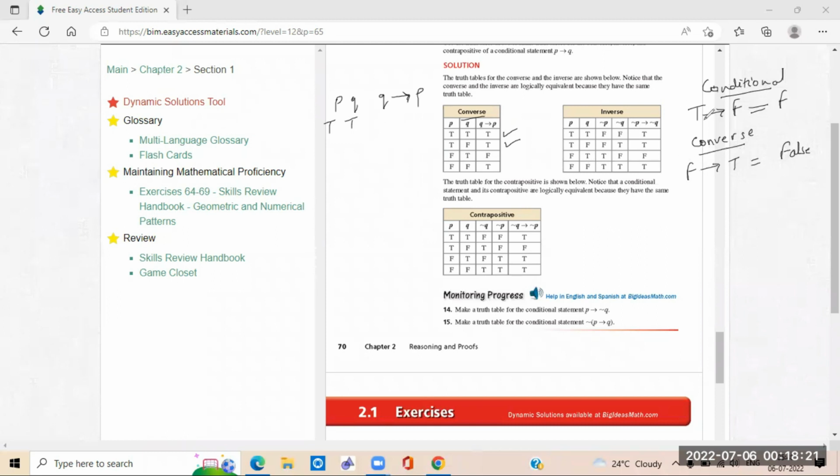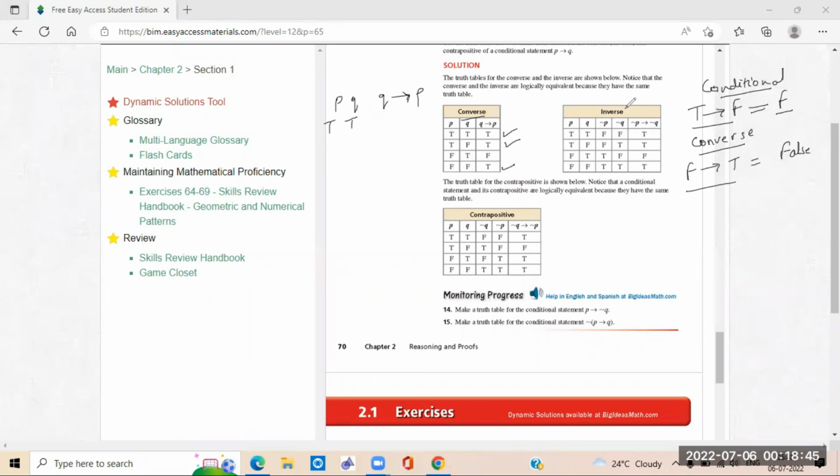The difference is that true implies false was false for the conditional, whereas for the converse, false implies true is going to be false. False implies false is going to be true. So you can see for the converse also, all the three other things are true, but only false implies true is going to be false here. Okay, so this is the truth table for the converse.